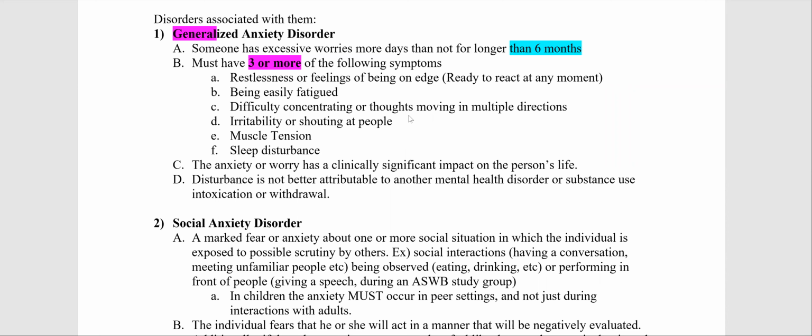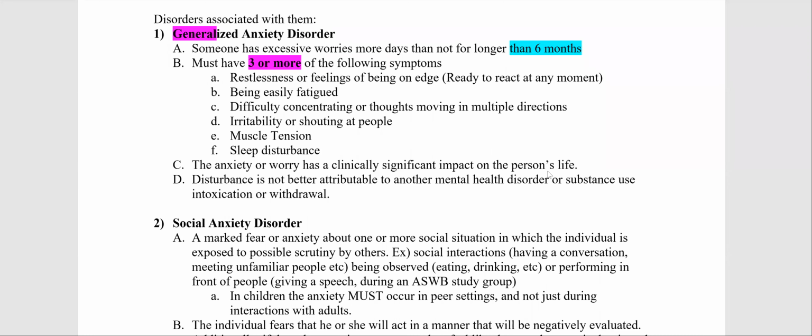Difficulty concentrating on things or thoughts moving in multiple directions. So kind of like flight of ideas. Like you have so many things that you want to get done, but you don't really have the motivation to get them done, but they keep cycling through your head, and you're almost getting exhausted based on the fact that you're not able to complete the task as fast or as efficiently as you would want it to. Irritability or shouting at people. So when you're super anxious or have a lot of things to do, you start shouting at people because you're not able to really get them done.